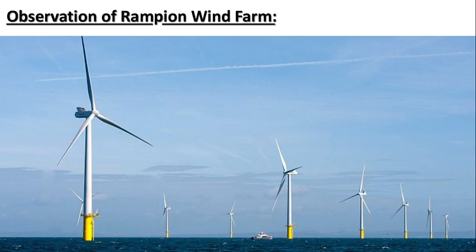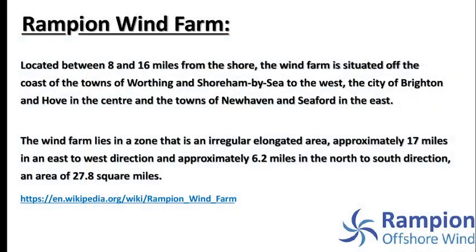Observation of Rampion Wind Farm. Located between 8 and 16 miles from the shore, the wind farm is situated off the coast of the towns of Worthing and Shoreham by Sea to the west, the city of Brighton and Hove in the center, and the towns of Newhaven and Seaford in the east.